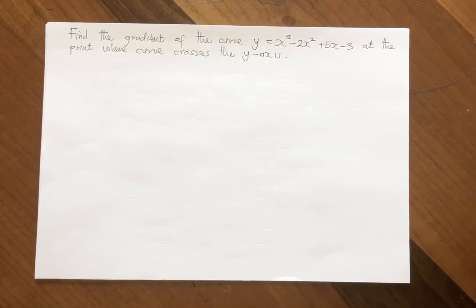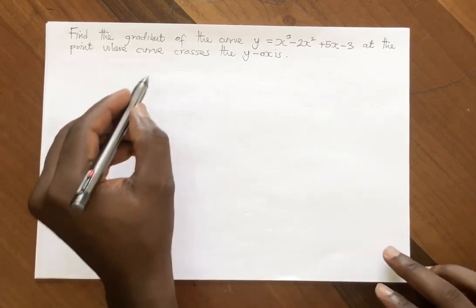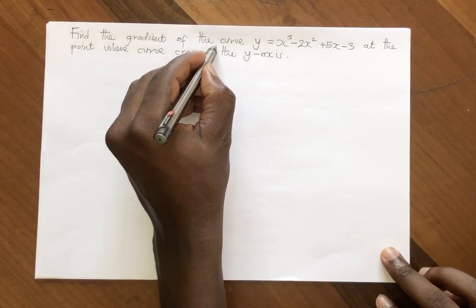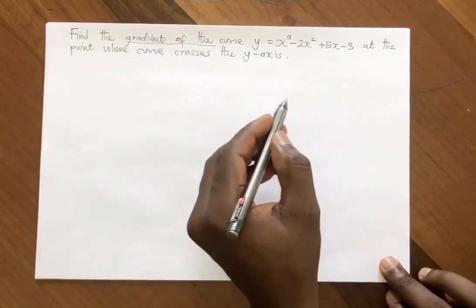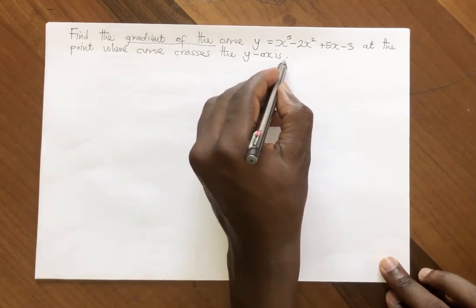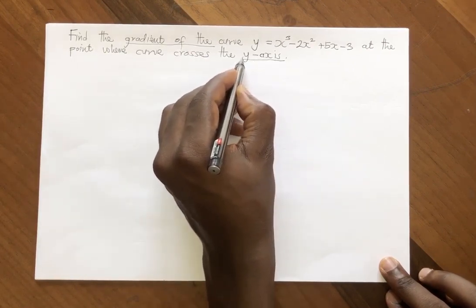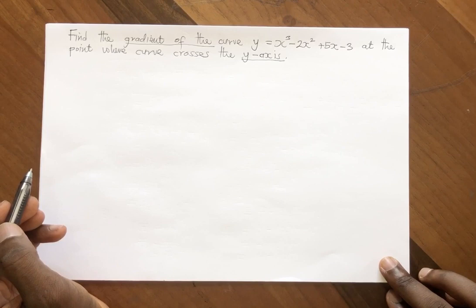Find the gradient of the curve y is equal to x cubed minus 2x squared plus 5x minus 3 at the point where the curve crosses the y-axis. So there are some clues that we need to look out for. One, we are looking for the gradient of the curve. At what point? At where the curve crosses the y-axis, okay?